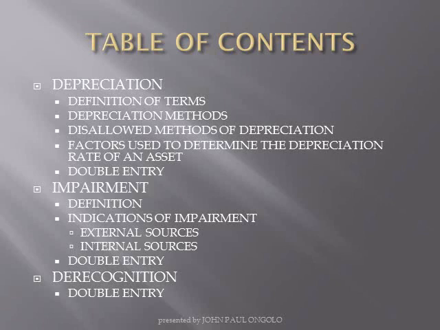Remember that for any accounting item, you have the initial recognition, subsequent recognition, and derecognition. Depreciation and impairment fall under subsequent recognition, and derecognition obviously falls under derecognition. The presentation which talks about initial recognition of fixed assets is available, and we hope that you have gone through that presentation first before going through this presentation of subsequent recognition and derecognition.